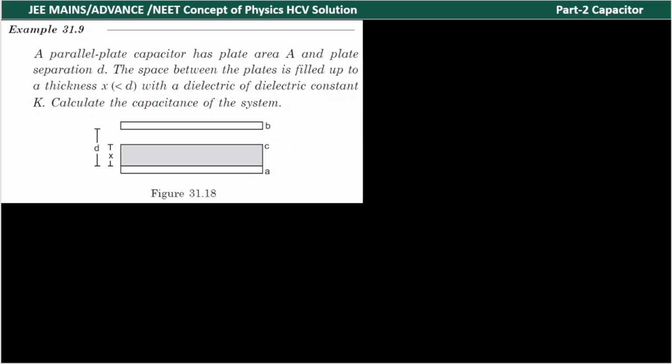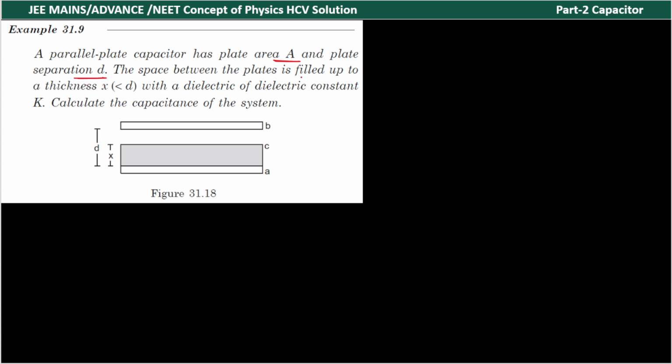Hello my dear students, now we are having question number 31.9 of capacitor, and in this question it is given that a parallel plate capacitor shown in figure has plate area A and the plate separation D. So the distance between these two plates is D.